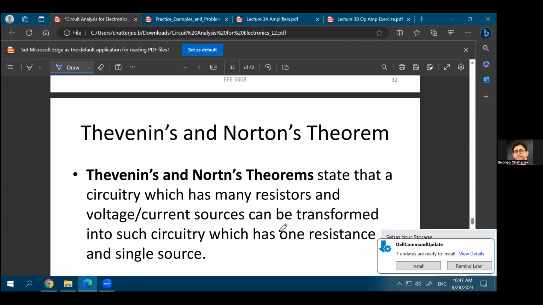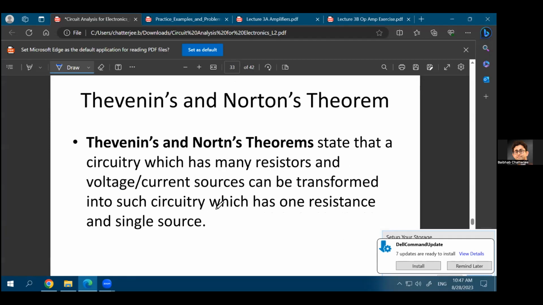All right, the purpose of both Thevenin's theorem and Norton's theorem is that if you have a large circuitry consisting of many voltage sources, resistances, current sources, maybe even capacitors, inductors, all these different circuit components, what you can do is that you can simplify that entire complex circuit into something that is much, much simpler. So both Thevenin's theorem and Norton's theorem do that.